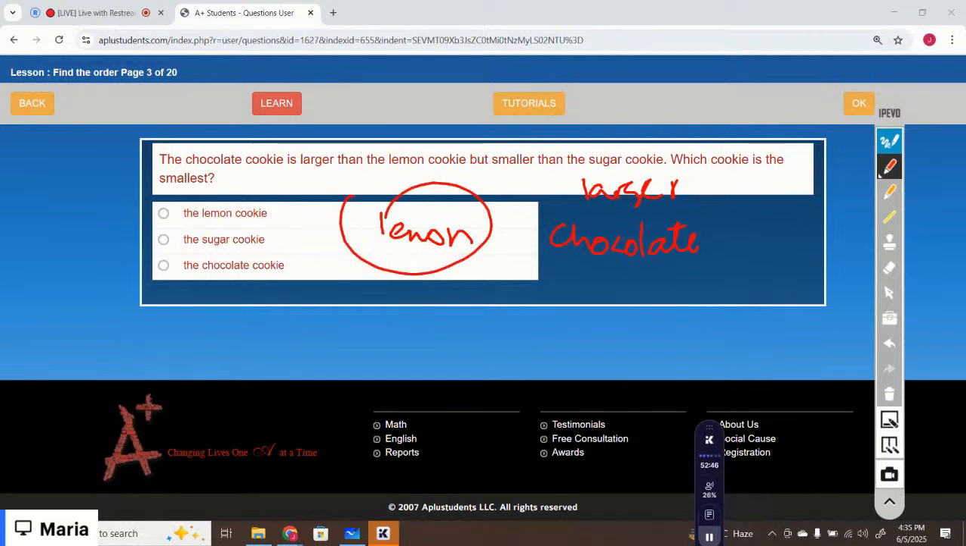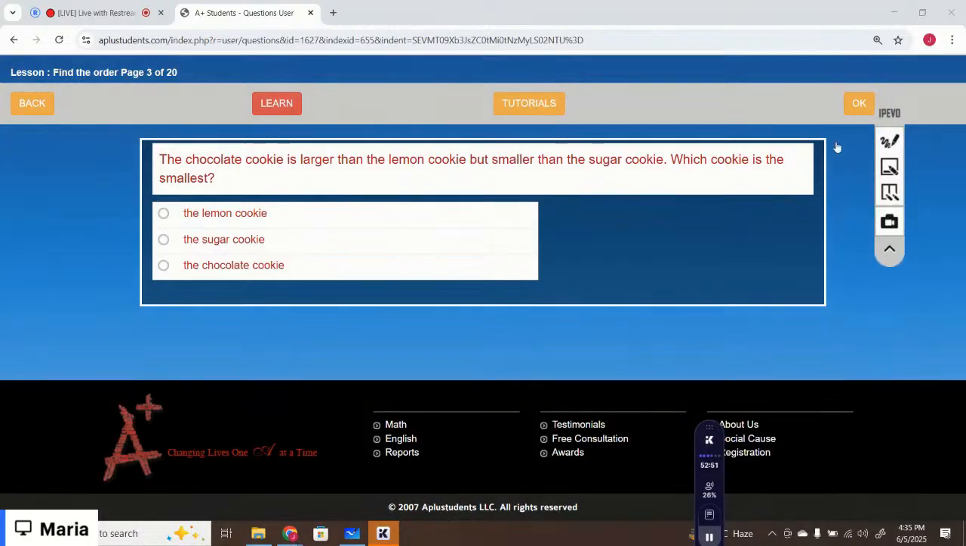The lemon cookie is the smallest. The correct option is lemon. Option number one is the correct option, the lemon.